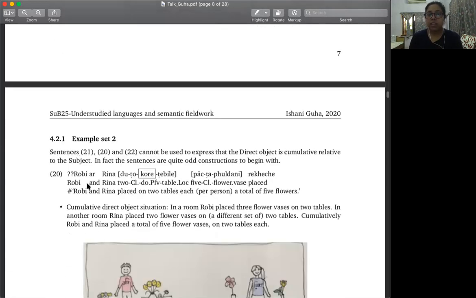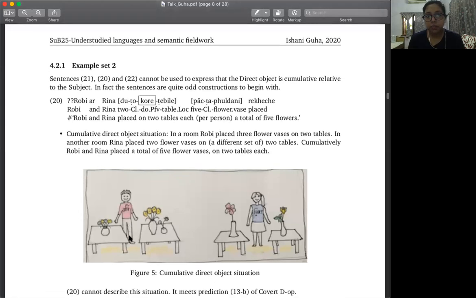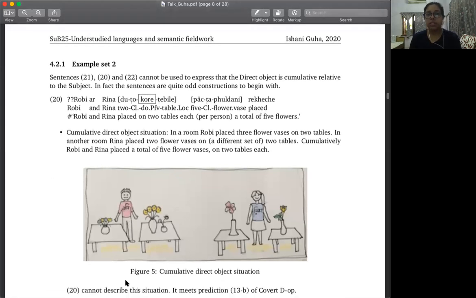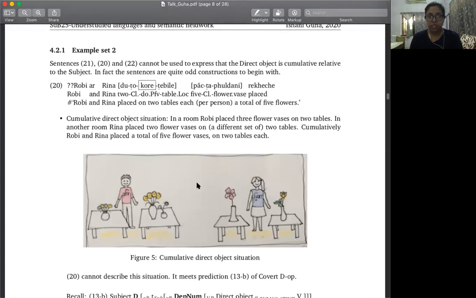Okay, so example set 2, 20. Robi আর রিনা দুটো করে টেবিলে, so the dependent numeral is now the indirect object, 5টা ফুলদানি রেখেছে, so this is the plain numeral direct object. The cumulative direct object situation: in a room, Robi placed 3 flower vases on 2 tables. In another room, Rina placed 2 flower vases on a different set of 2 tables. So cumulatively, Robi and Rina placed a total of 5 flower vases on 2 tables each.